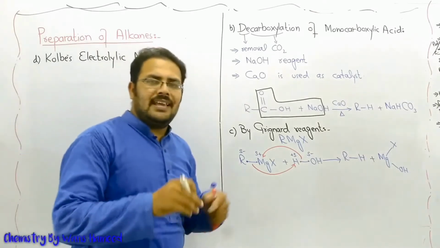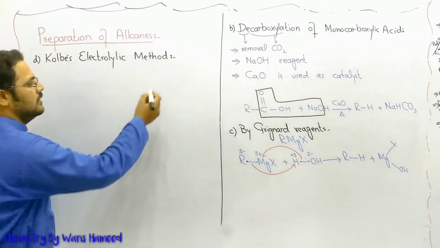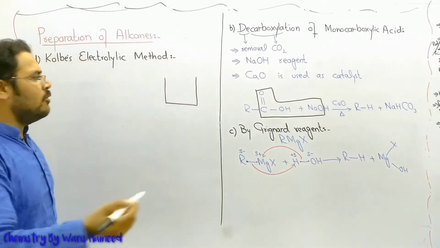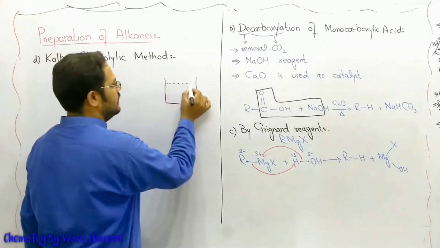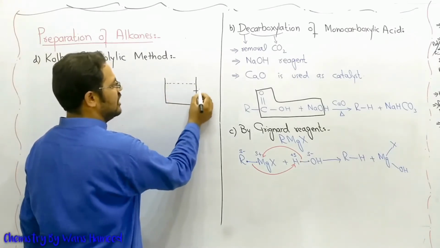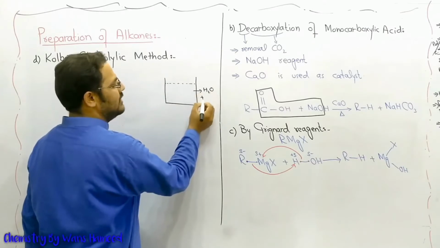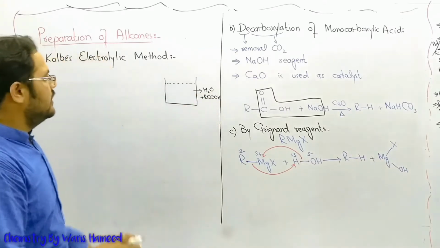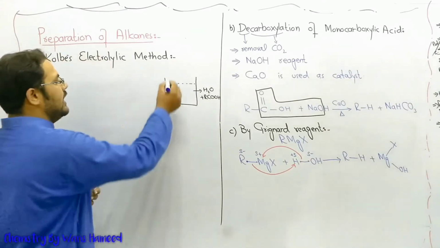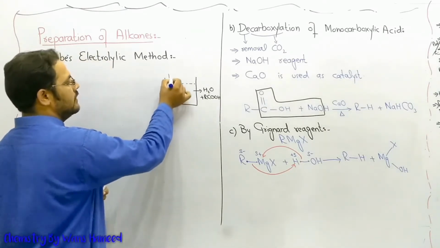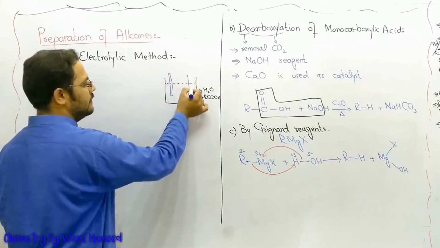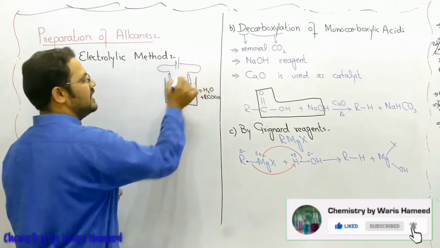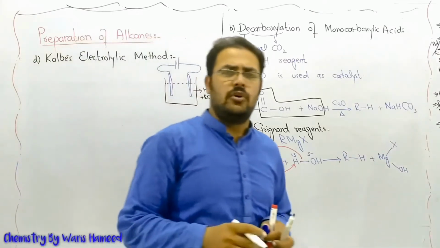In this, we take a cell or beaker like this, and we add our reactants in this solution. The solvent is H2O, and we add carboxylic acid as a reactant, and after that we also add 2 electrodes in the solution, and we connect these 2 electrodes with batteries. First becomes anode and second becomes cathode.